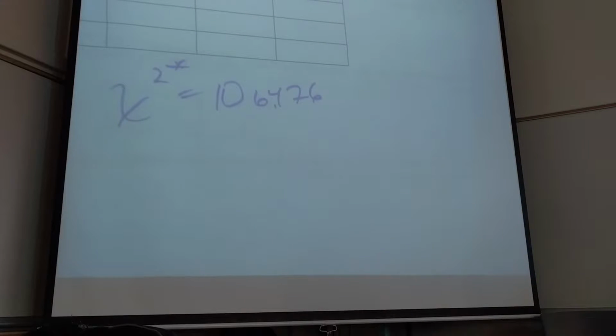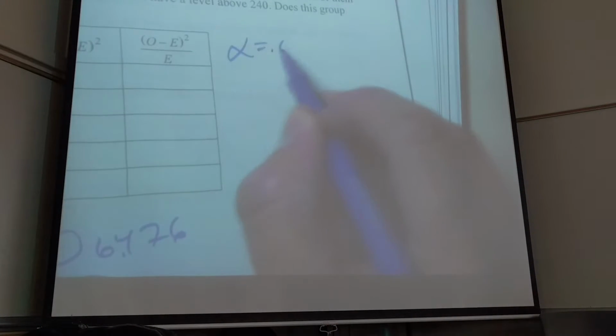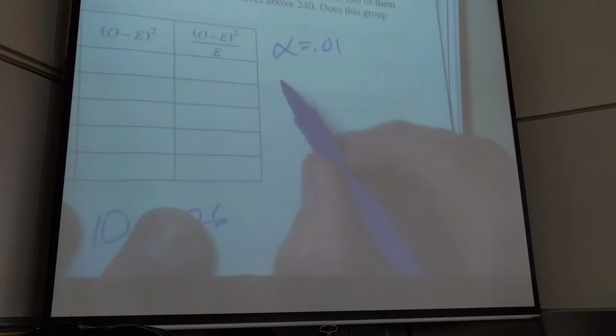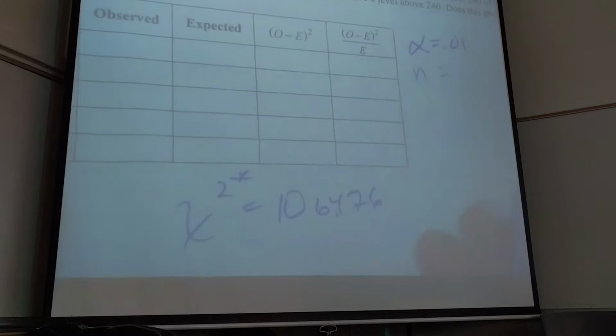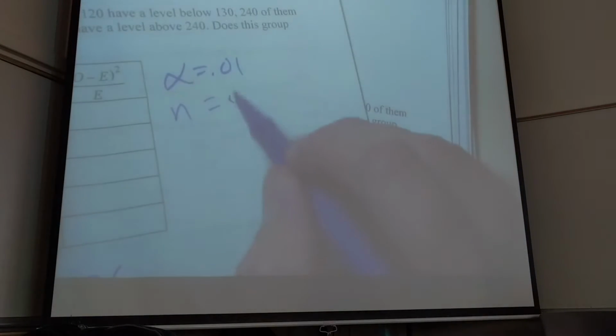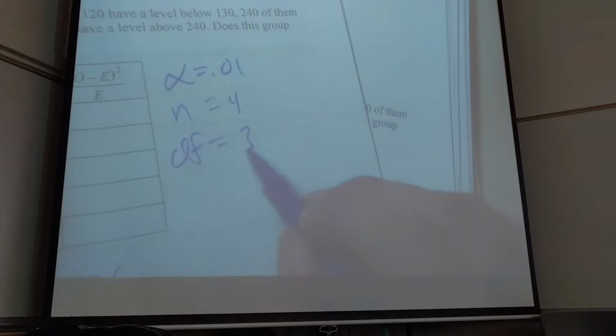Now, how do you guys get the chi-square to compare that to? The rejection region chi-square, the chi-square critical. That's what the textbook calls it. So we know that alpha is 0.01. We know that n is what? N is 4 categories. Degrees of freedom is 3. I like it.